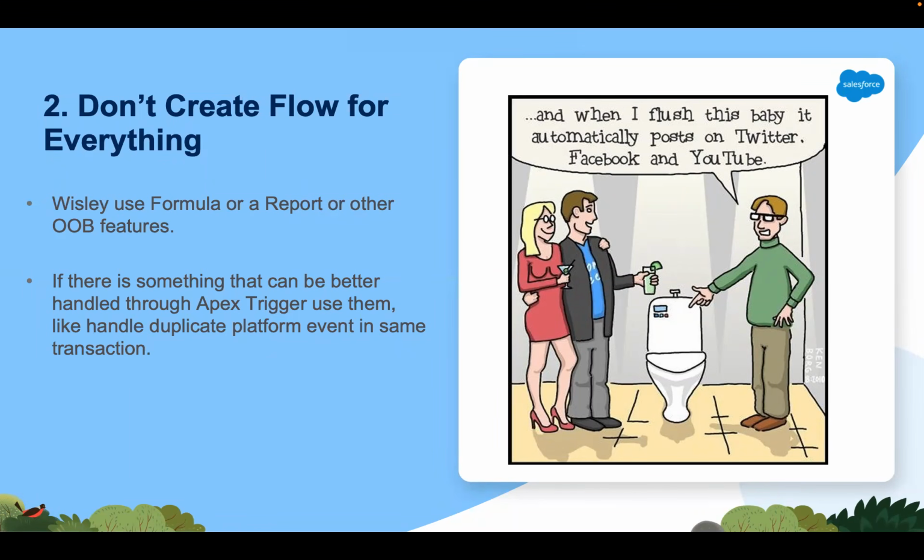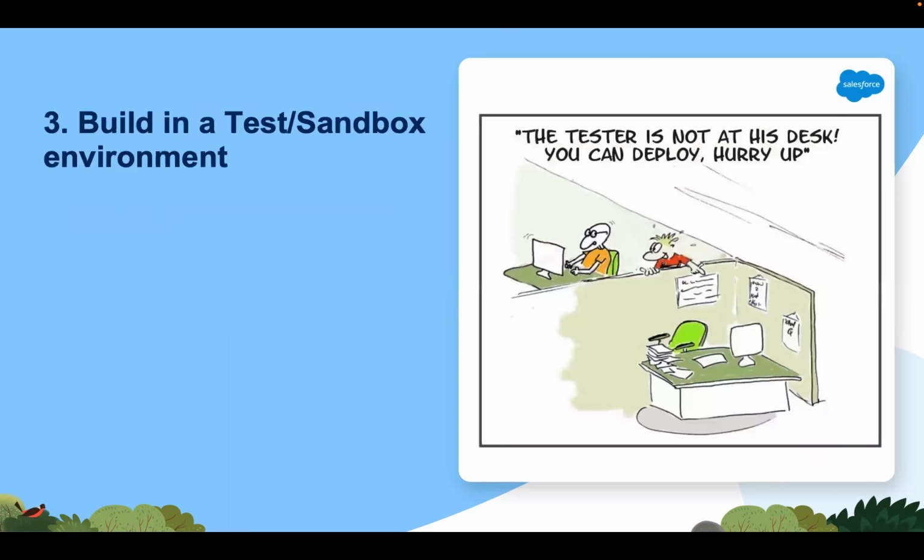So the goal here is, if anything is possible with an out-of-the-box feature, do not use Salesforce flows or any automation tool. If something can be better handled through an Apex trigger, like the example I gave, use an Apex trigger, not Salesforce flows. Now, third is build in Sandbox, not in production.